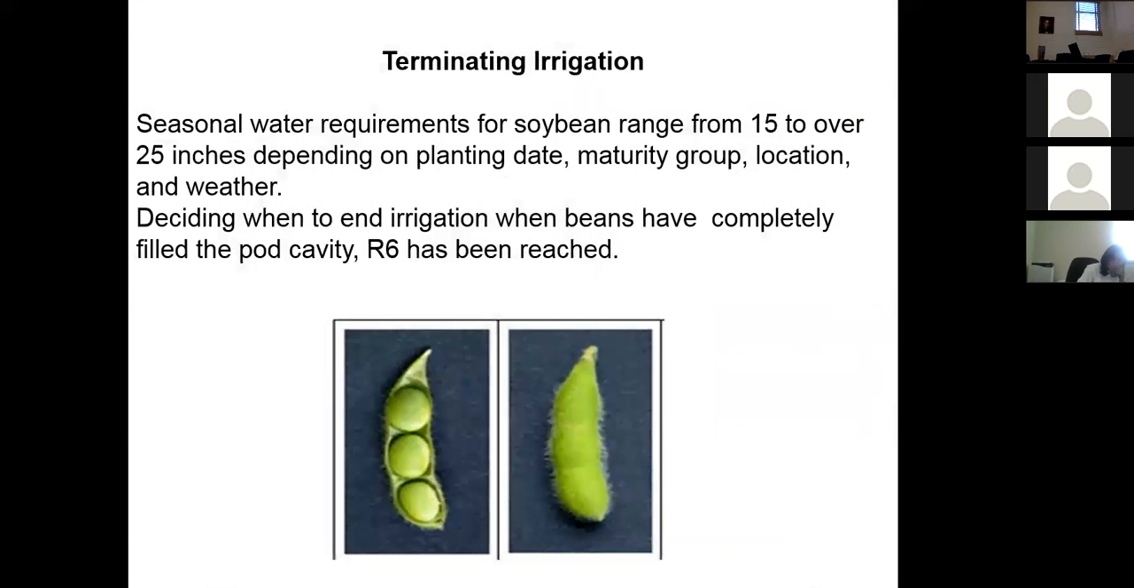Seasonal water requirements for soybean range from 15 to over 25 inches, depending on planting date, maturity group, location, and weather. And we decide to end irrigation when beans have completely filled the pod cavity. When R6 has been reached, this is when we decide to end irrigation for soybeans.